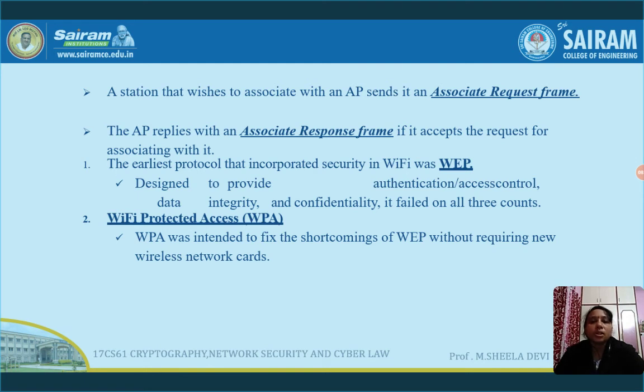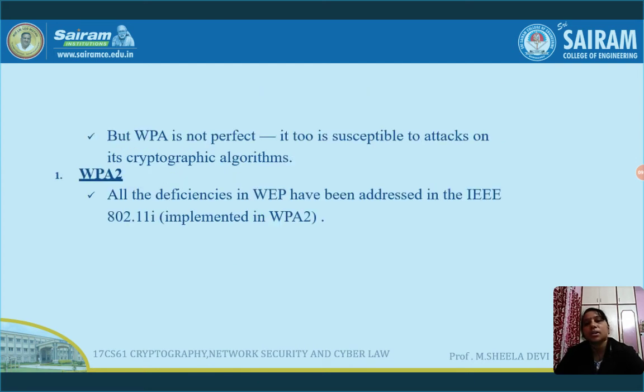The earliest protocol that incorporated security in Wi-Fi was WEP, Wired Equivalent Privacy. It was designed to provide authentication, access control, data integrity and confidentiality. It failed on all three counts. So Wi-Fi Protected Access was intended to fix the shortcomings of WEP. In order to fix the problems faced by WEP, they introduced WPA, that is Wi-Fi Protected Access, without requiring new wireless network cards.